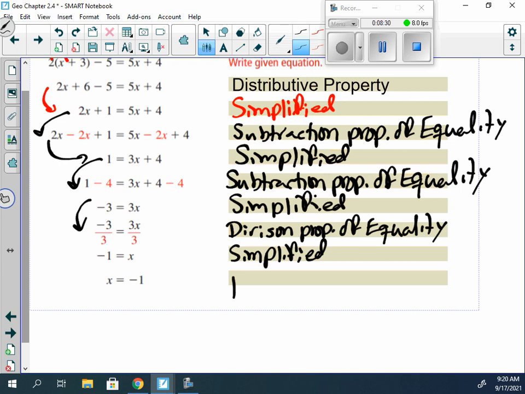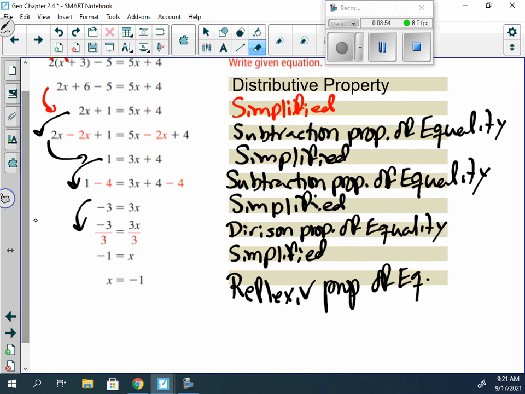And the last one we'll cover later on, but it is considered to be the reflexive property of equality. Not for today. Reflexive property of equality.